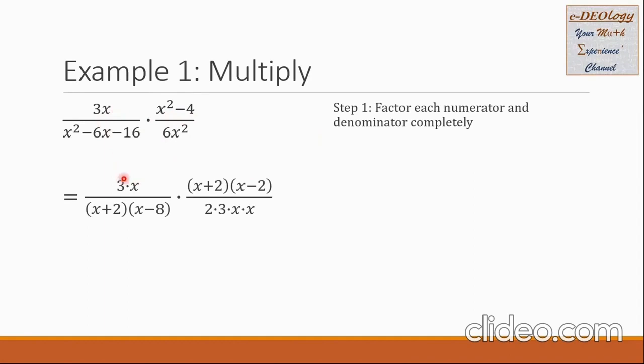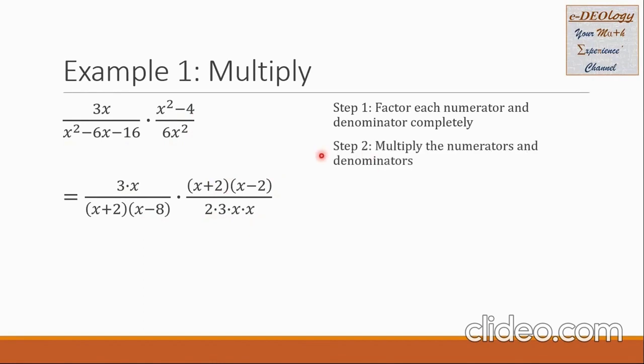The 3x, we can show that this is 3 times x. The trinomial x squared minus 6x minus 16 is now factored out into x plus 2 times x minus 8. And then the second rational expression, in the numerator, the x squared minus 4 is now factored into x plus 2 times x minus 2. In the denominator, the 6x squared is now written as 2 times 3 times x times x.